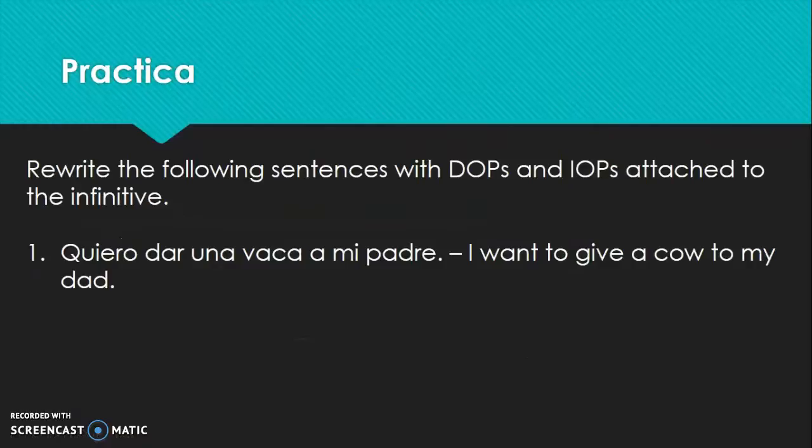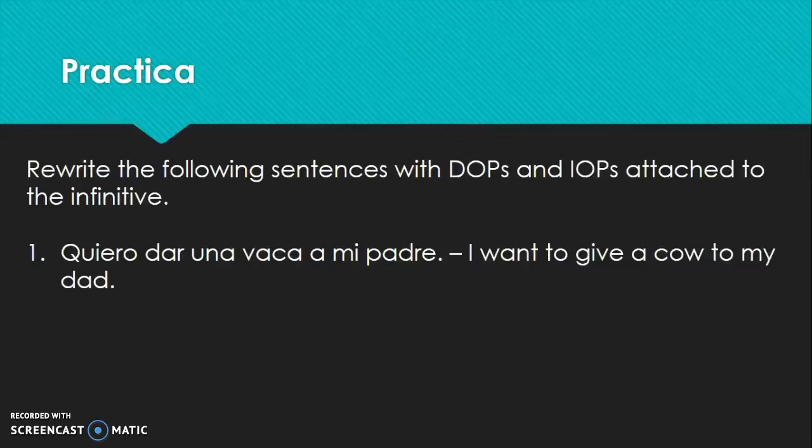Okay? So let's have some práctica. Again, this may take a second to do, so pause the video. But again, we've already worked with this. The only thing you're doing is keeping in mind you're just placing the pronouns to the back. So rewrite the following sentences with DOPs and IOPs attached to the infinitive. So here's your sentence. Quiero dar una vaca a mi padre. I want to give a cow to my dad. Seems kind of strange, but I'm trying to incorporate our vocab in there as well. Okay, so what would that look like?